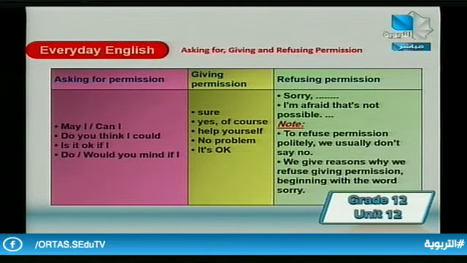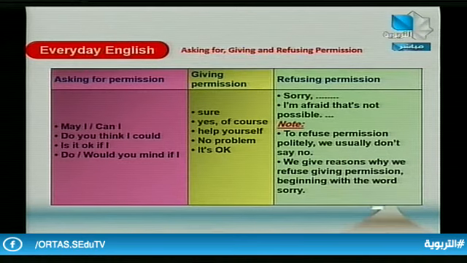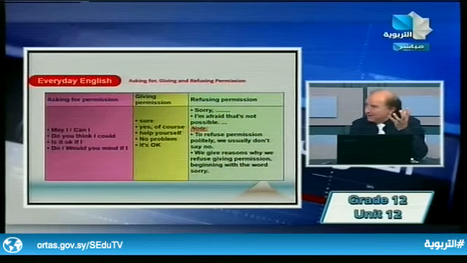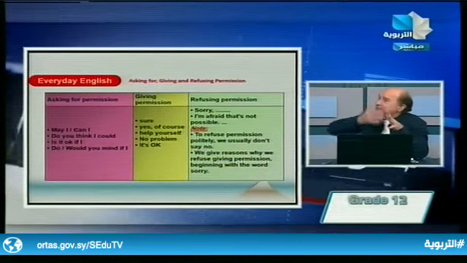What do we say when we accept the permission? We could say, sure, yes, of course, help yourself, no problem, it's okay. Good. So when we give permission, when we accept it, we say, sure, yes, of course, help yourself, no problem, it's okay. Okay? This is about asking and giving.